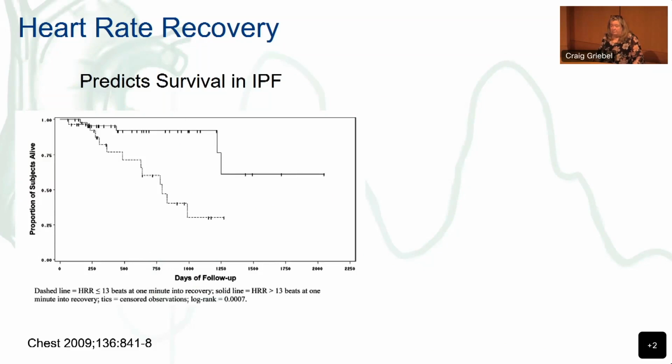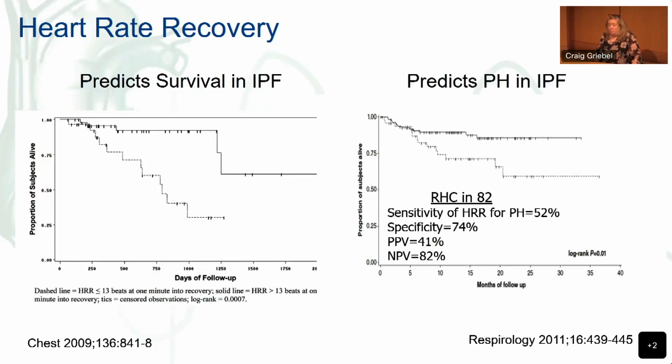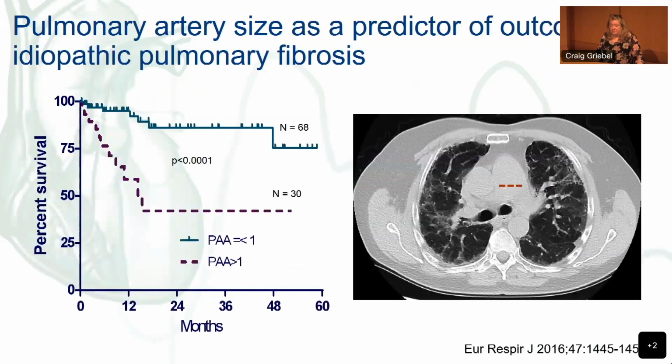And here's a little bit more data from the same paper on heart rate recovery, which not only predicts survival, so we know that heart rate recovery predicts survival in pulmonary arterial hypertension as well. That was done by Dr. Minai, who used to work at the Cleveland Clinic. But we also know that it predicts the presence of pulmonary hypertension and idiopathic pulmonary fibrosis. So 6-minute walk test can be a useful instrument in more than pulmonary arterial hypertension.